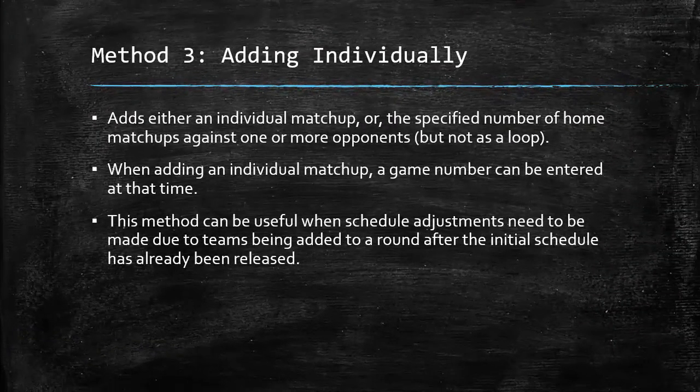The third method of creating matchups is to basically add them one at a time. Now, very rarely would you ever build an entire schedule one at a time, but there actually are situations where this might be useful. For example, if a team changes their group at some point during the season after the schedule's been released and gets put into a new round, you're likely going to have to add those games individually to make sure that you're balancing out the remaining schedules of all the other teams that started in that round. So let's take a look at this in action.